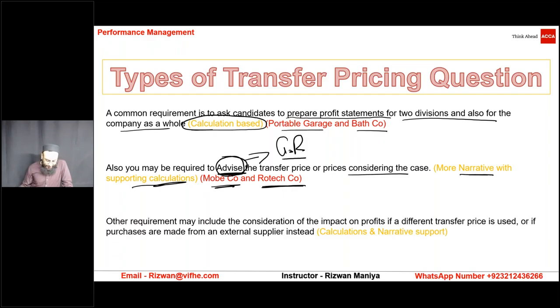The third type of question may include consideration of the impact on profits if a different transfer price is used or if purchases are made from external suppliers instead. So that is calculation, and narrative support is required. So I've made three categories. I hope that once you read these categories later on, you will understand what the difference is.